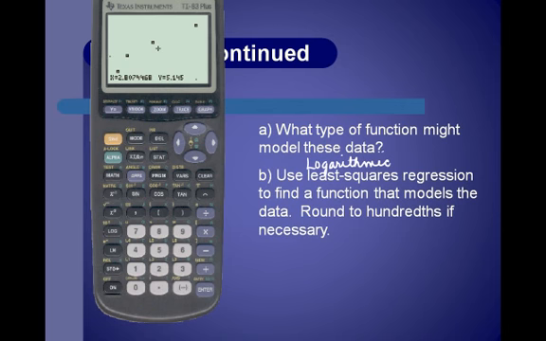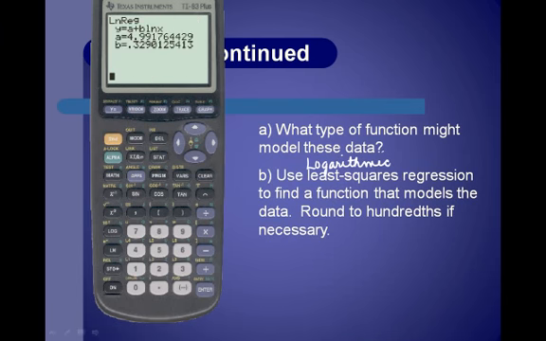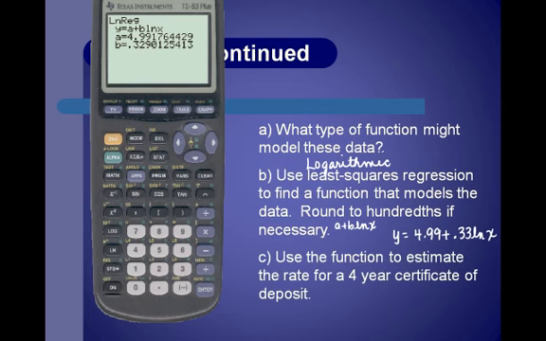So we're going to go to Stat, Calculate, and we are going to go down to find the logarithmic. Now the logarithmic is the natural log regression, is what that looks like. So we are going to choose number 9, press enter. So our logarithmic regression looks like a plus b times the natural log of x. So our function is going to be y equals 4.99 plus 0.33 times the natural log of x.